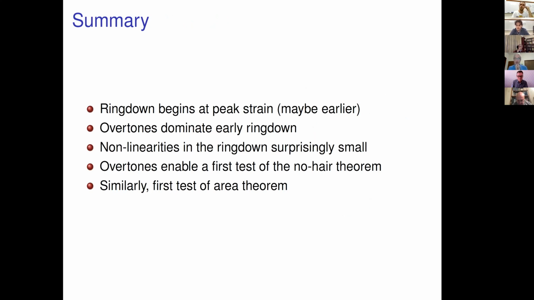All right, so let me summarize. Ring down begins at peak strain, right? Overtones dominate the early ring down and nonlinearities are surprisingly small. I don't think we really understand why that's true.